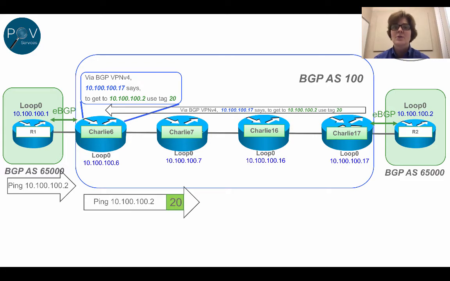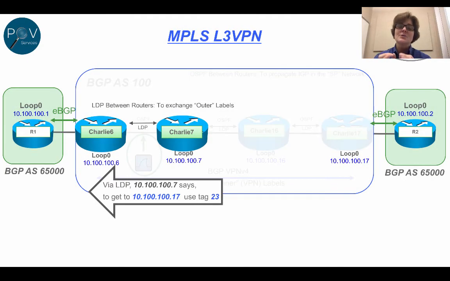Now we switch to the other one. What we're looking at, in the sniffer trace, is the label that Charlie7 is sending to Charlie6, because Charlie6 is going to say, as we see in the arrow right down here, via LDP, the label distribution protocol, via the LDP neighbor that Charlie7 has with Charlie6, that I, 10.100.100.7, can get to 10.100.100.17, and you, Charlie6, should use tag 23 to get there.